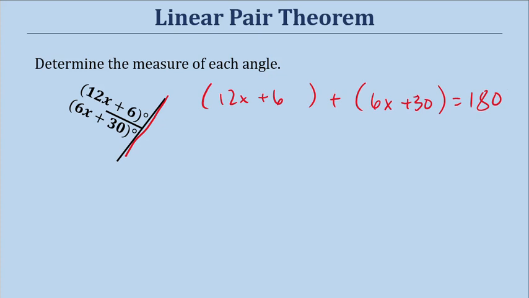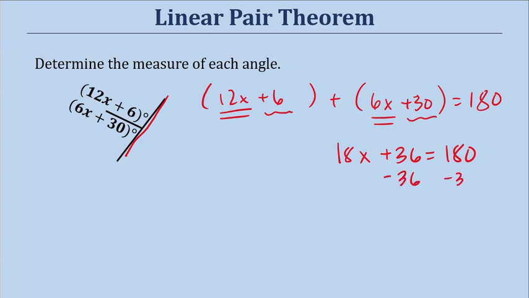To start this problem, I'm going to combine like terms. So I have 12x plus 6x, which makes 18x. Then I have 6 plus 30, which makes 36, and that whole thing together makes 180. From here, I'll subtract the 36, because to cancel plus 36, we subtract it, leaving me with 18x on the left equals 144 degrees on the right, because 180 minus 36 is 144.